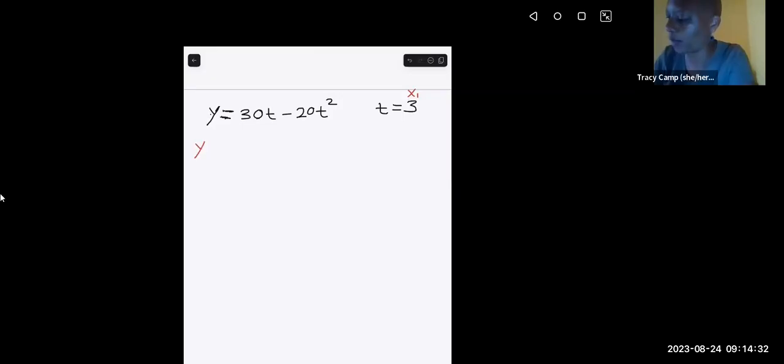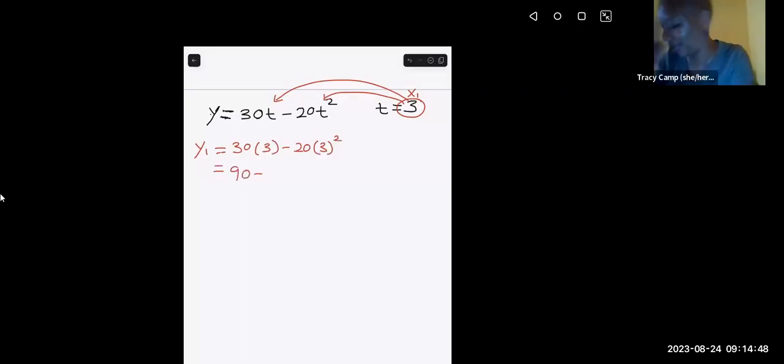So to find our y1, we're going to plug in 3 for our t's here. So we'll have y1 is 30 times 3 minus 20 times 3 squared. See, that's 90 minus 20 times 9 is 180. So this is negative 90. Make sure I did that right. 3 squared is 9, and then 9 times 20 is 180. And 90 minus 180 is negative 90. Okay, so our x1, y1 is 3, negative 90.